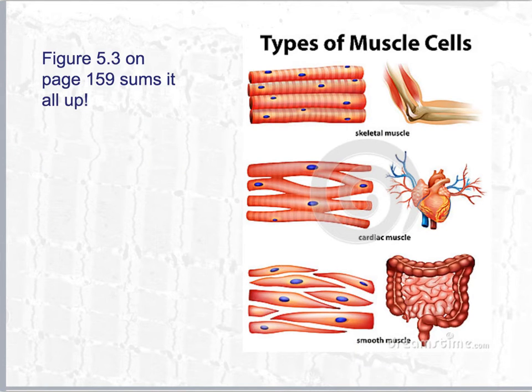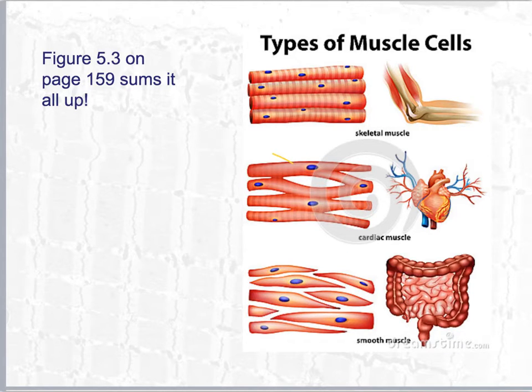So the three types of muscle, we just talked about skeletal muscle organization, and that will be sort of similar to cardiac muscle. You can see they have some similarities if you look at them here. And then here's smooth muscle. You can see that it looks distinctly different from the other two.